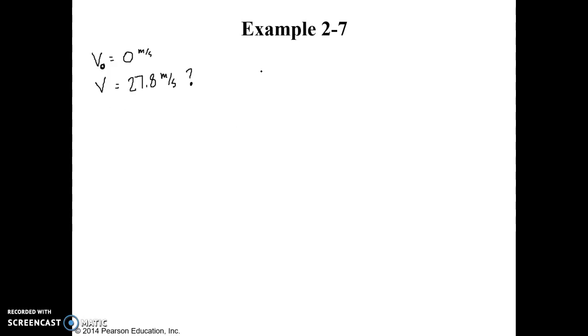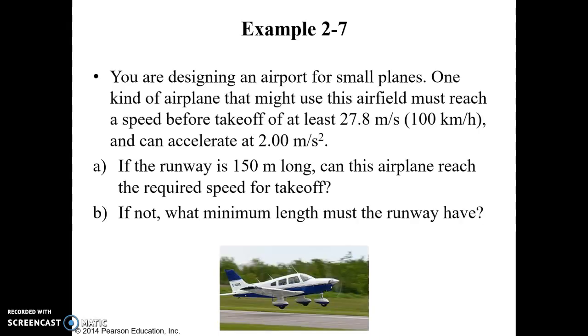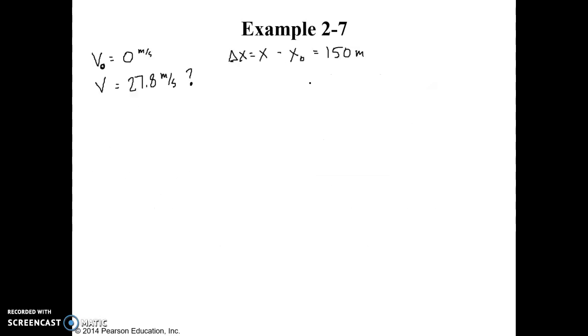Let's find out. Delta x equals, no, I shouldn't say x2 minus x1, x minus x naught, and that is 150 meters. That's the length of our runway. And the other thing we know is how fast the plane can accelerate. It can accelerate at 2 meters per second squared. So that's our acceleration. Acceleration is 2.00 meters per second squared.